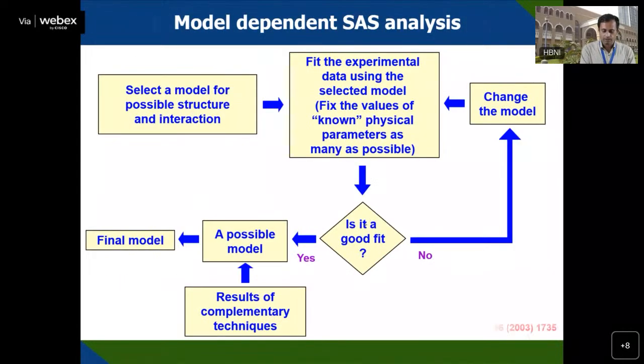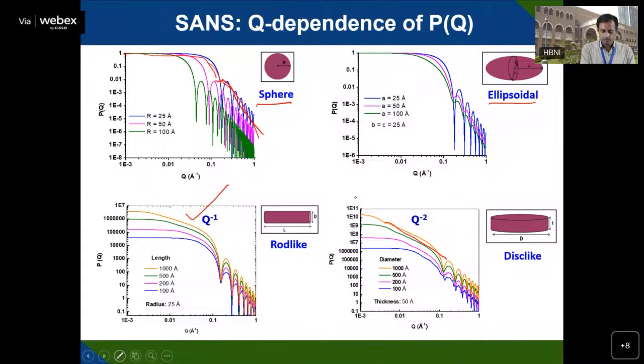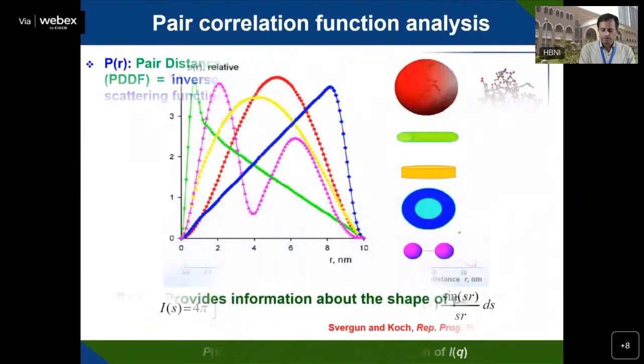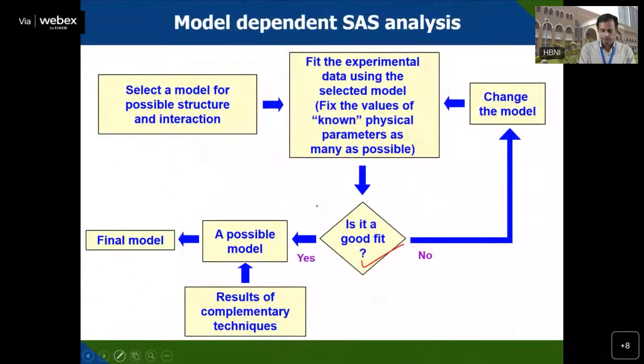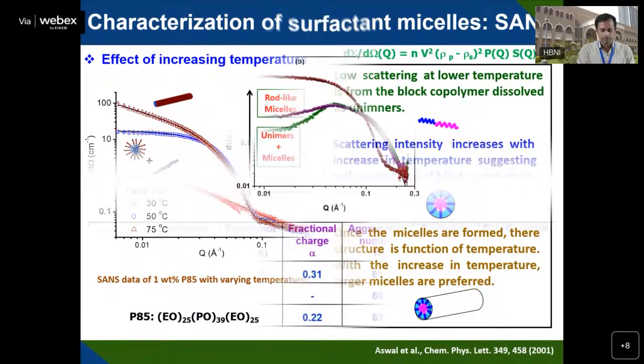As I discussed here, Q to the power -1 is rod-like and Q to the power 0 is sphere. That you have to see in this data, and you can see what is the shape of the particle structure that is formed in this case.